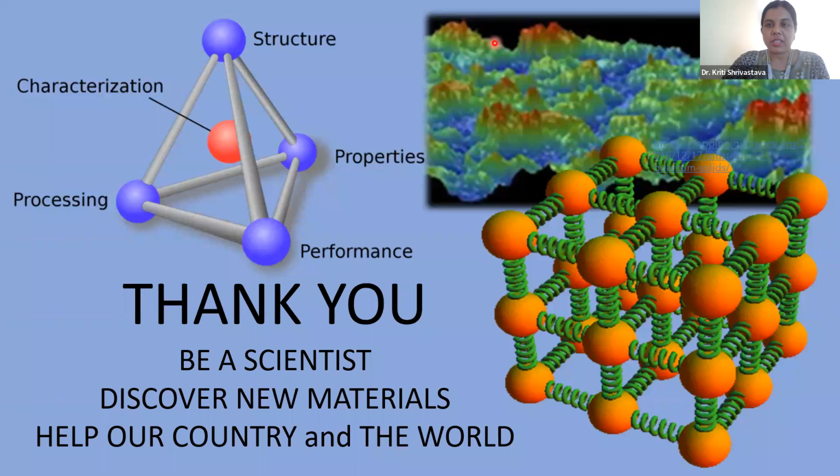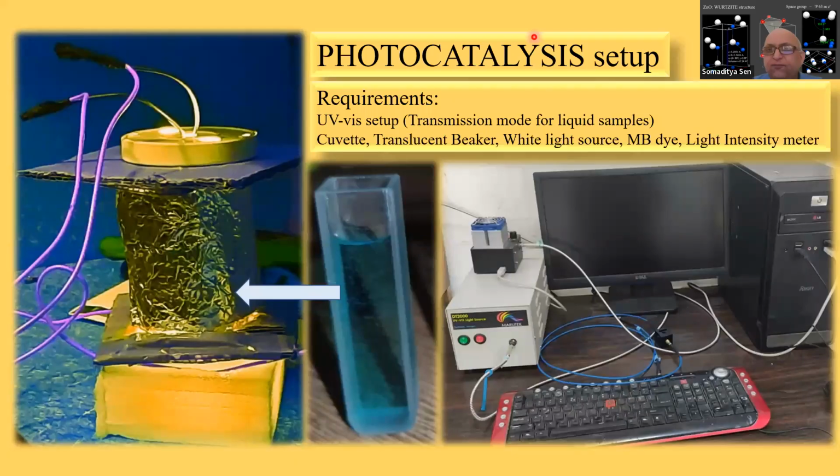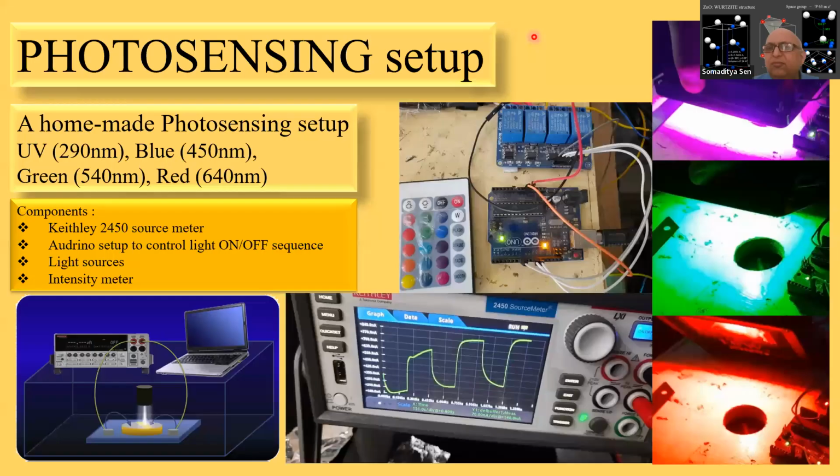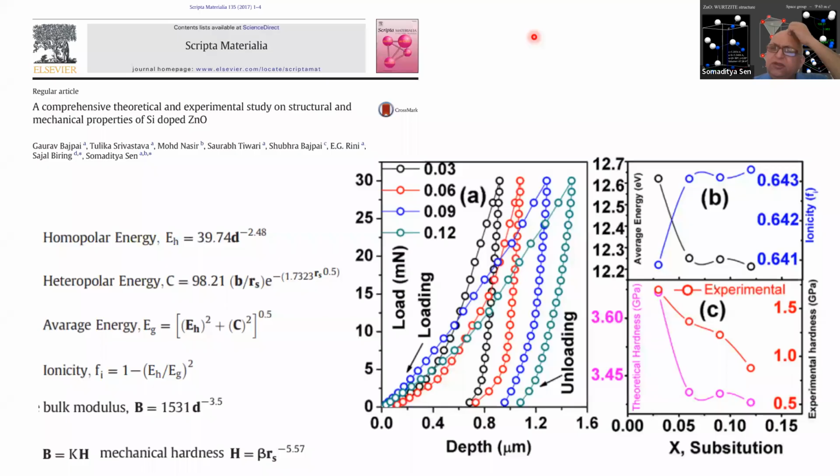Yes, sir. Our first question is from Dr. Meenal Bafna, and she's asking what information is exactly obtained from Raman spectroscopy and how this information is different from the information that is obtained from the FTIR spectra. Okay, very good. So FTIR and Raman are mostly complementary to each other.